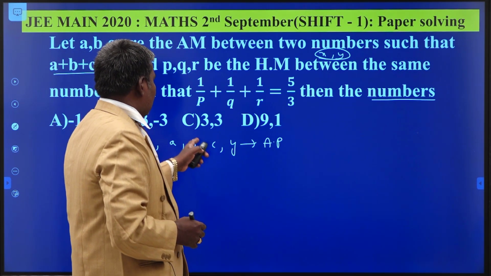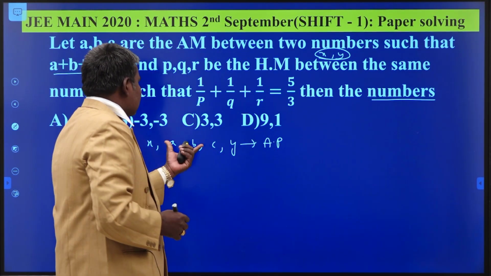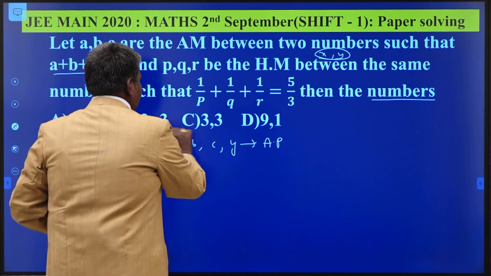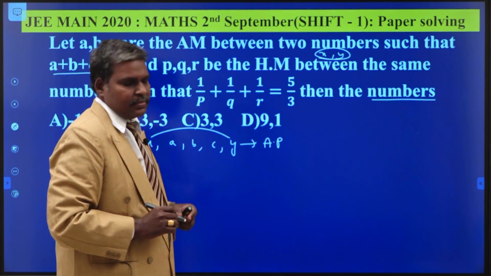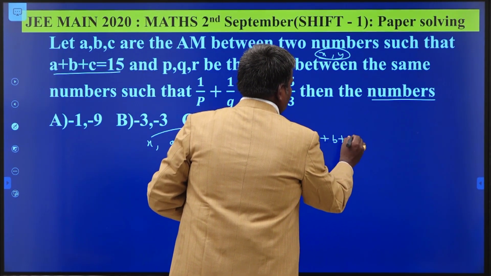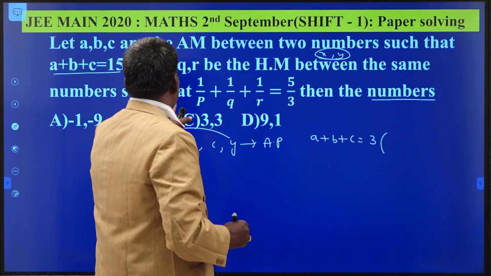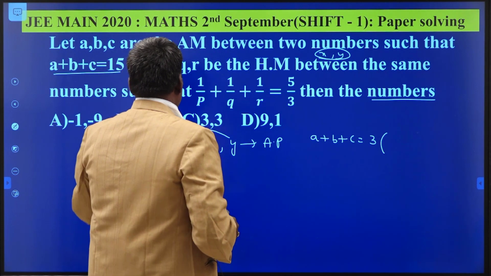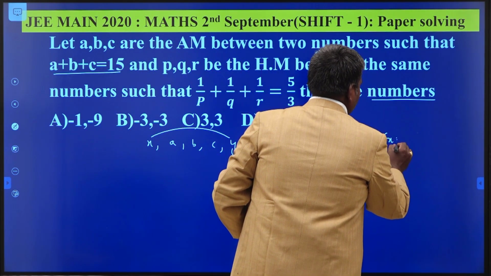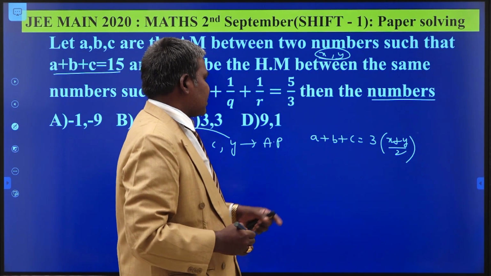Then X, A, B, C, Y are in arithmetic progression. Also we know that the sum of the arithmetic means is equal to n times one arithmetic mean of X, Y. That is the logic. So A plus B plus C is what now? A plus B plus C is equal to n times, and n is 3 here, 3 times one arithmetic mean of X, Y, that is X plus Y by 2.